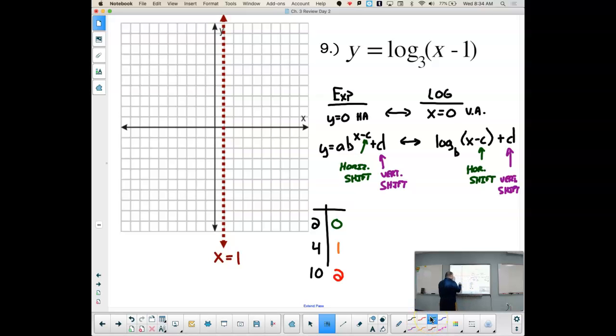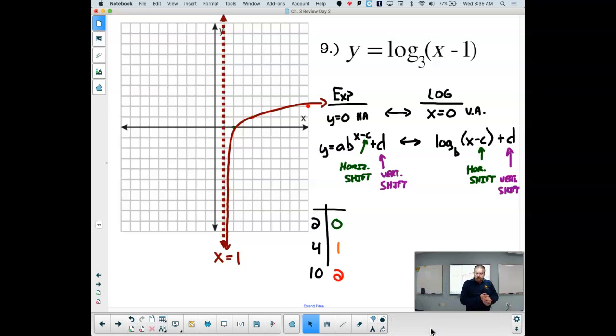So my green point would be here. My orange point 2, 4 would be there. And my red point would be there. And there's the graph of our logarithmic problem. Okay.